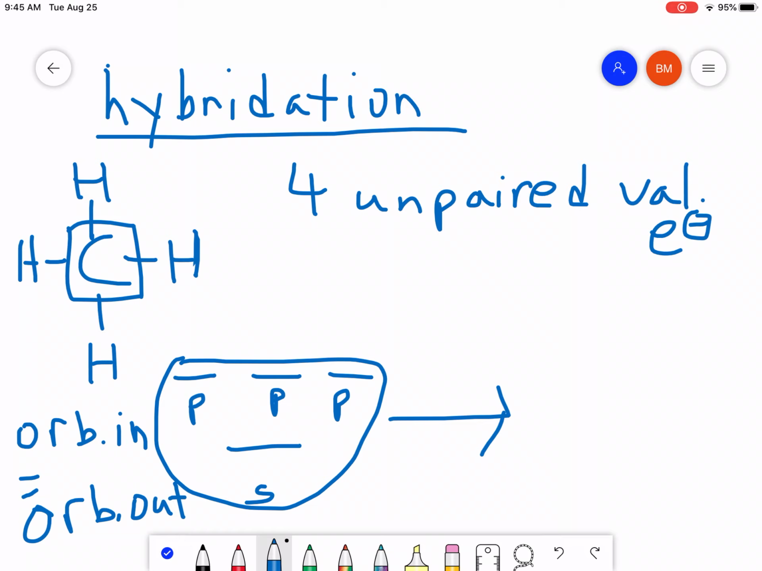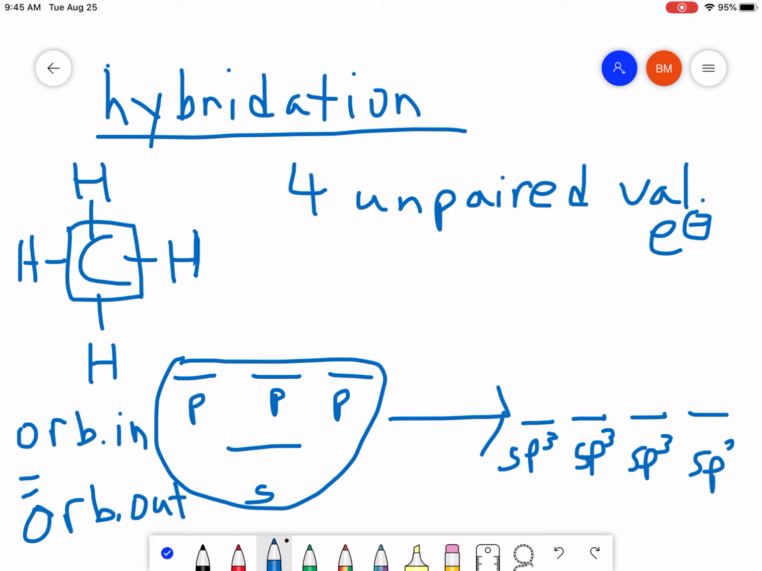We must spit out 4 orbitals as well. All right. We are going to do that, and it just so happens that these 4 orbitals are of equivalent energy because they're all the same type. I'm running out of room here, so pardon me if it's a little squished. These are all what we call sp3 orbitals.